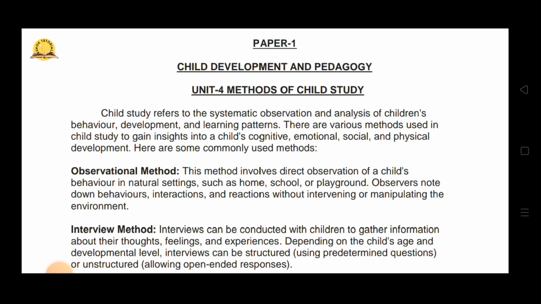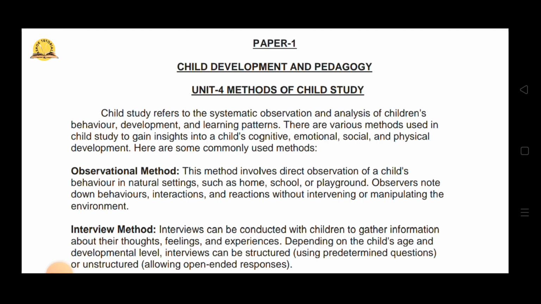So let us see what we have here. Child study refers to the systematic observation and analysis of children's behavior, development and learning patterns. There are various methods used in child study to gain insights into a child's cognitive, emotional, social and physical development. Here are some commonly used methods.